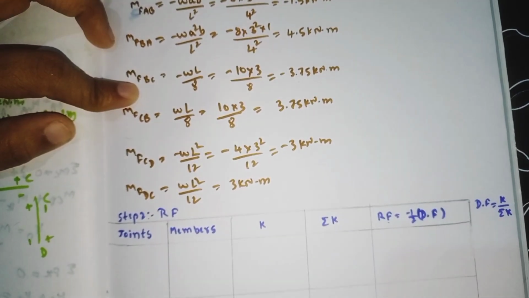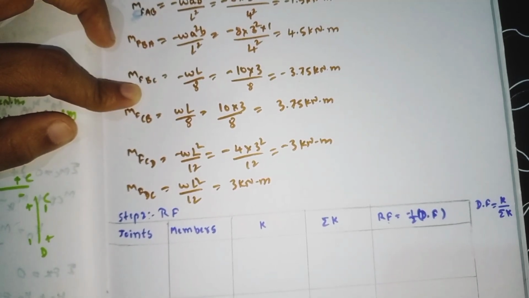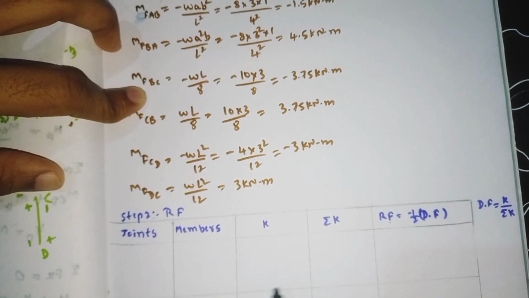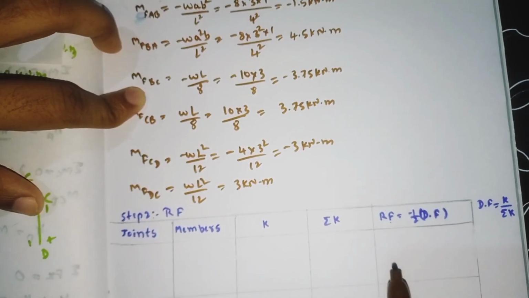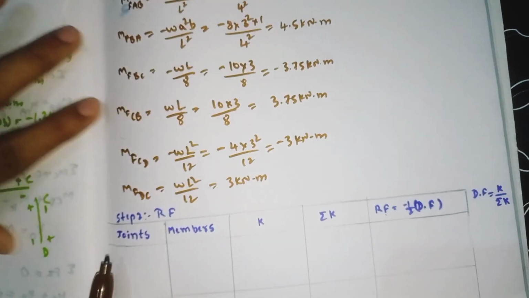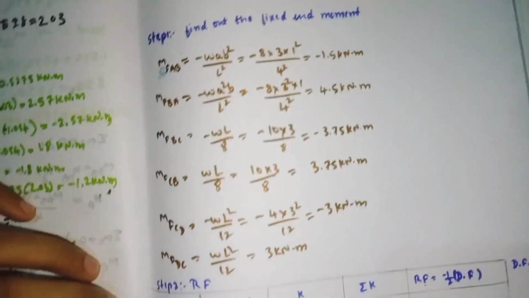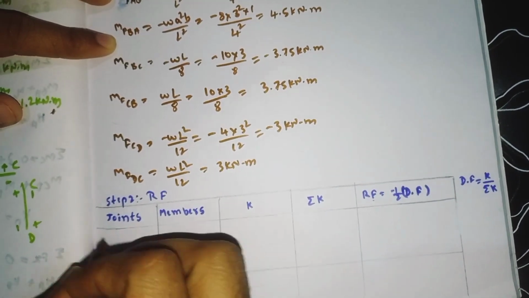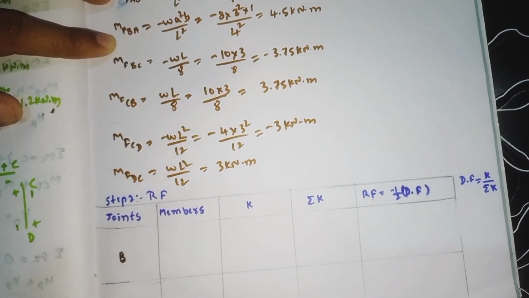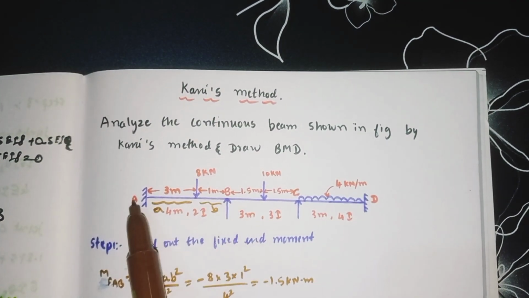In the moment distribution method, we drew this type of table for the distribution factor. But in our Kani's method, the rotation factor will come. Only this change: the rotation factor we need to find out. So now we'll see the joints, how many joints we have. We have joint B and joint C. Write it here. For joint B, we have the members BA and BC. So write it here.